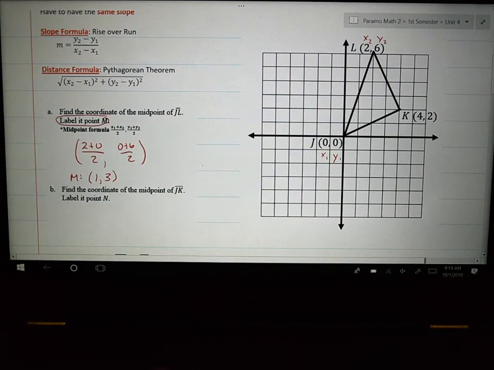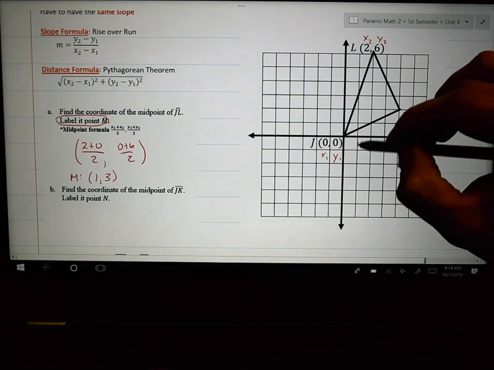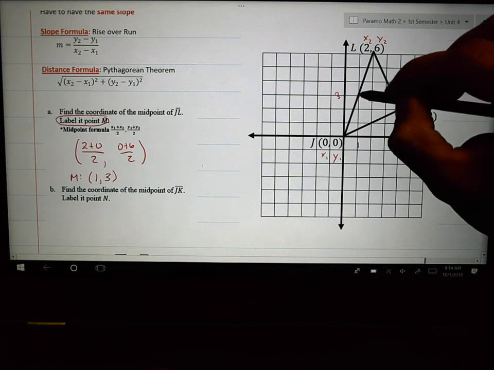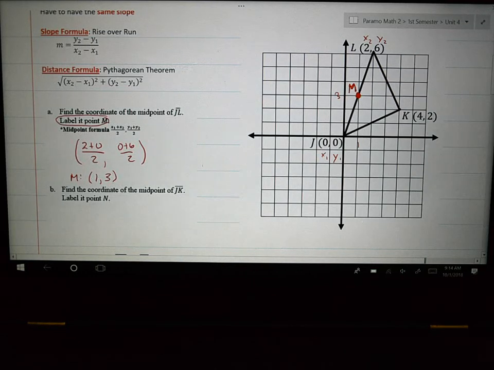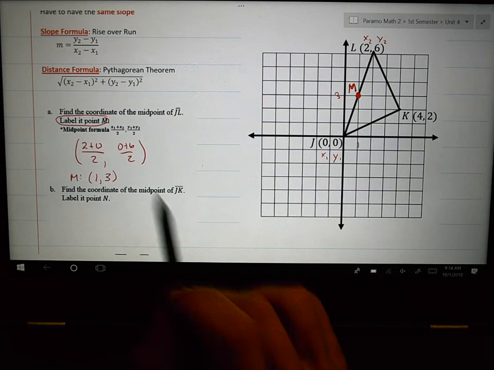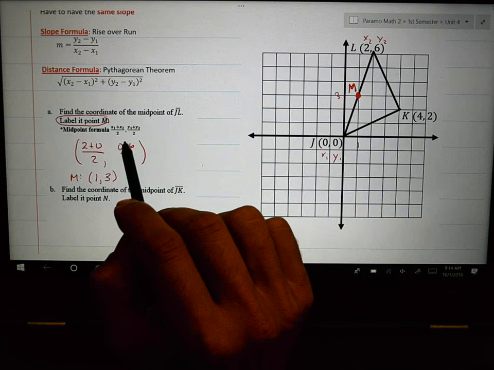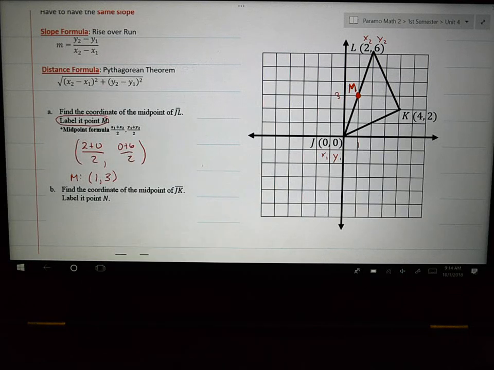M is the midpoint. It's at 1, 3. Over 1, up 3 is right here in my picture, labeling it point M. Pretty simple. The hard part is you will be expected to do this on your test without the formula given to you. You should be able to figure out what the average of 2 points are.